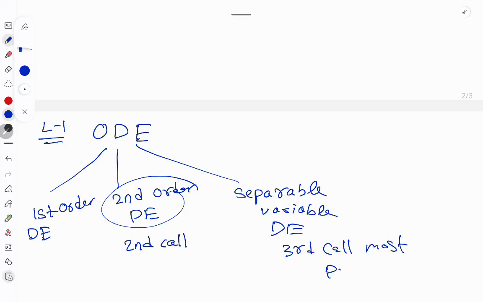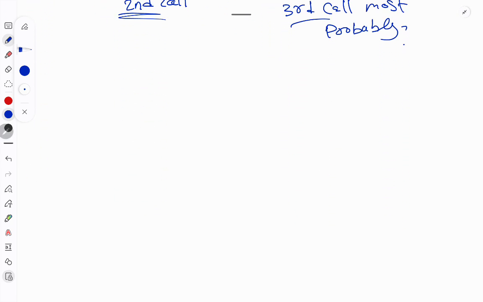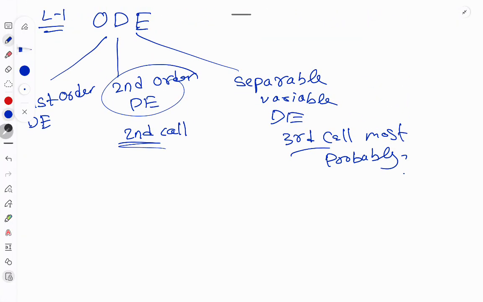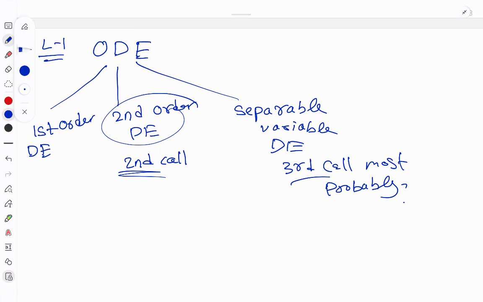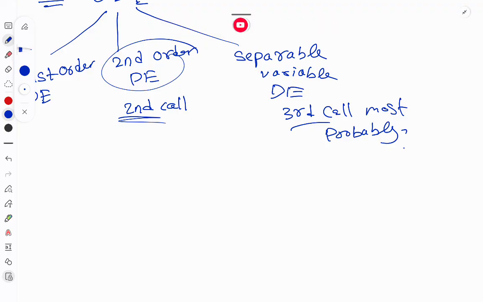Most probably you will see this question in the third call, because this one you already have. Anyway, it can be anything, but this is a completely easy question. You have a general method for how to do it. You follow the steps, you do basic integrals, you are done. So yeah, let's do the first order differential equation.